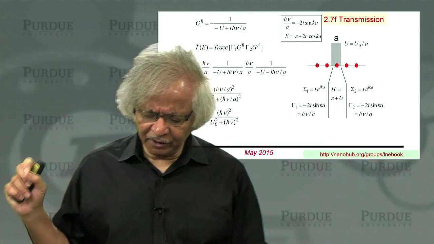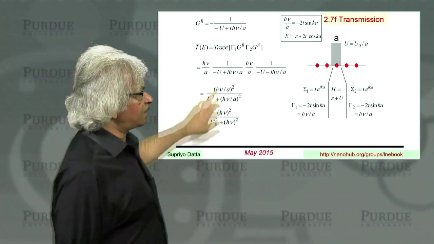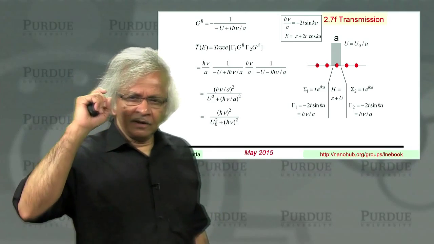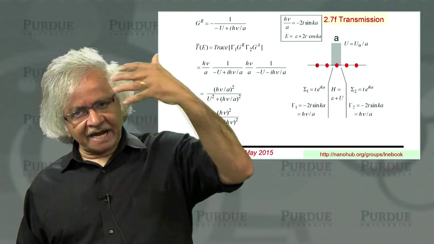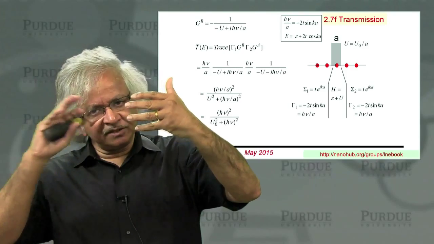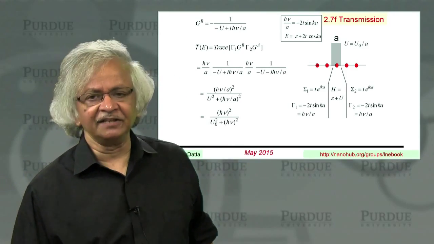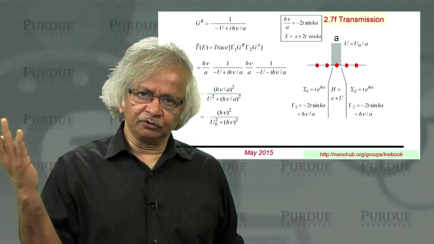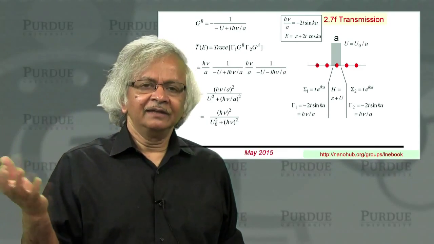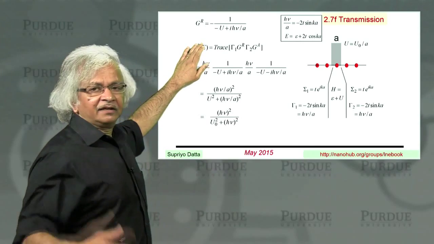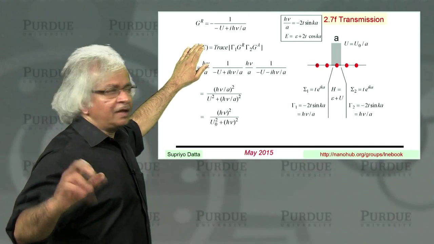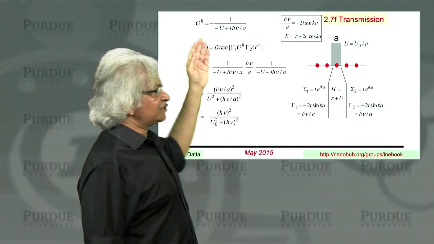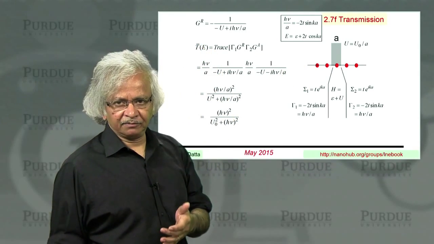Now, I should point out that this transmission here is, in general, the number of channels in your conductor times the probability. So let's say you have 10 channels and the average probability of an electron getting through from left to right is 0.2. Then this quantity would have been 10 times 0.2, which is 2. Here, because we are using a one-dimensional wire, this quantity itself is the transmission probability.